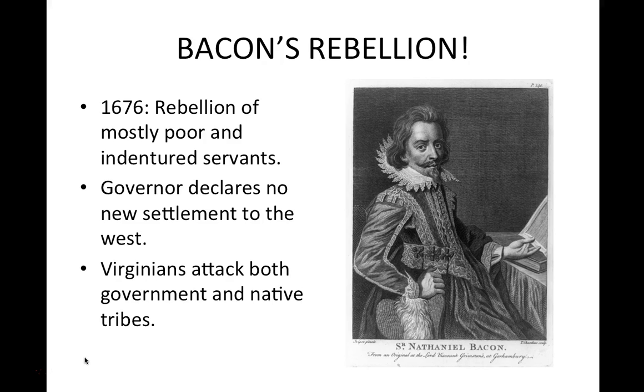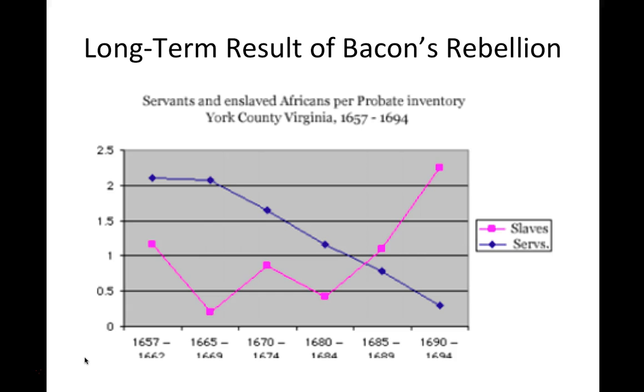The main thing we need to know about Bacon's Rebellion is that it becomes obvious that indentured servitude is a bad idea, right? Bringing in these people, promising them land that you don't have, ain't gonna work any longer. And so this becomes the long-term result of Bacon's Rebellion. This is what you need to know about Bacon's Rebellion. You should know everything about Bacon's Rebellion, but this is what you gotta know.